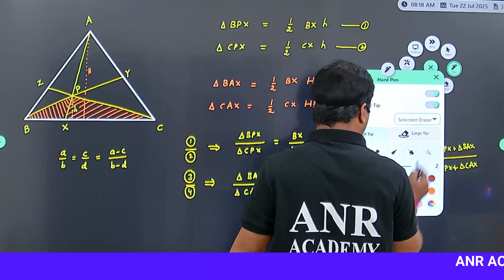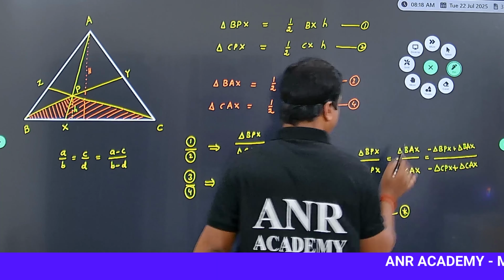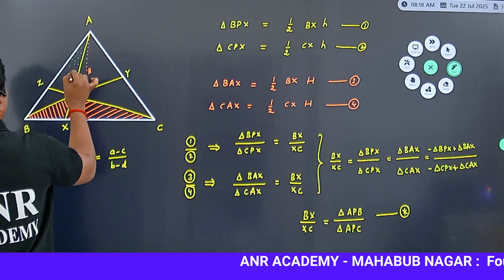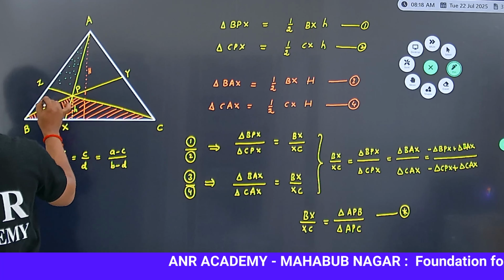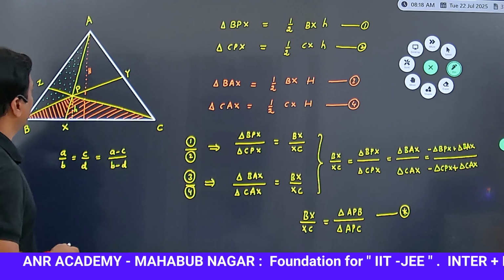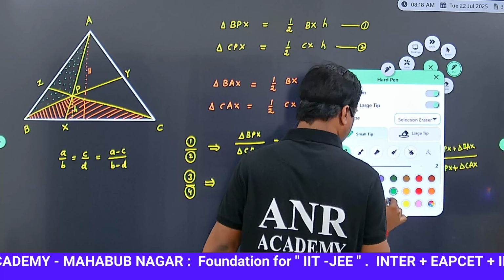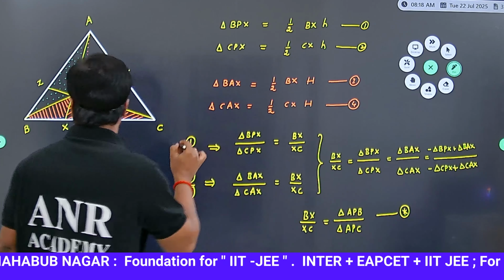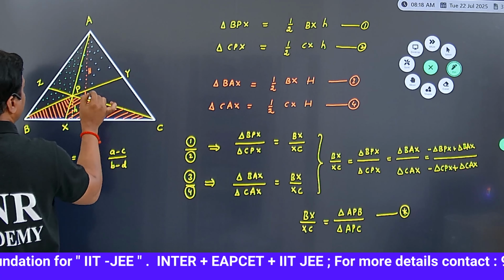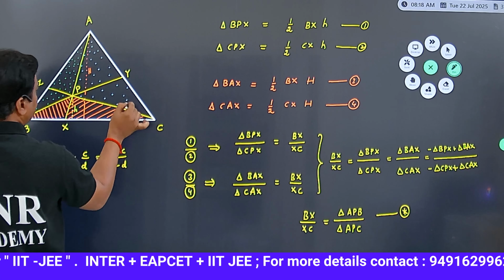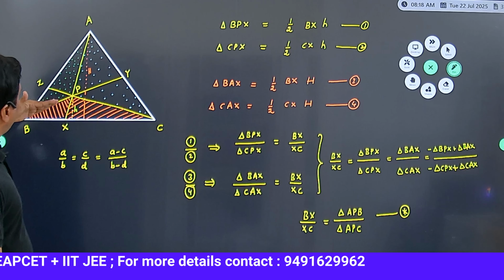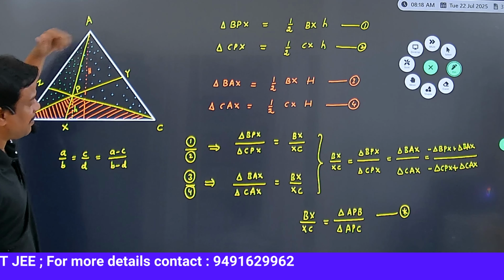I am going to shade the region APB. This is the shaded portion of APB. Next, APC. This is the shaded region of APC. So, BX by XC is area of BPA divided by area of CPA.